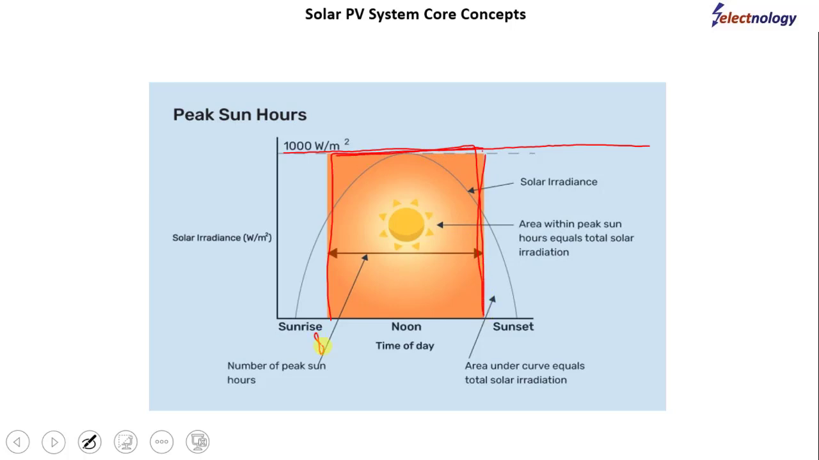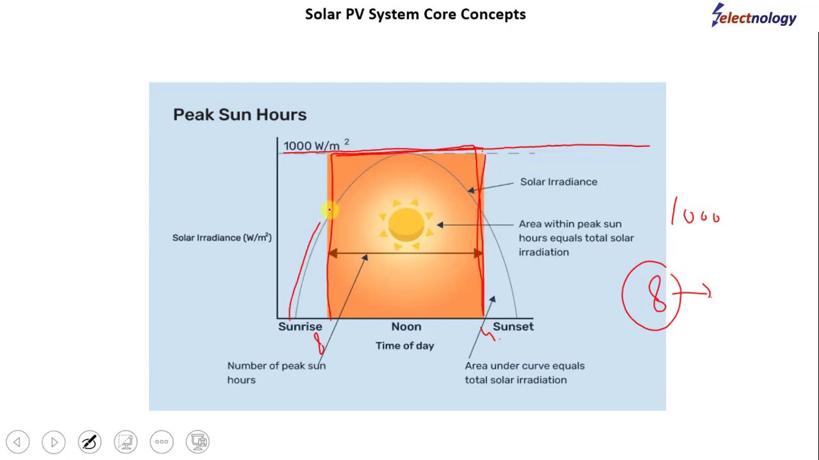If it is 8 a.m. in the morning and 4 p.m. in the evening, that means we have 8 hours. So the sun energy remained 1000 watt per meter square for 8 hours. So we will say that the peak sun hours are 8, where the sun energy remained 1000 watt per meter square. But in reality it doesn't happen like this.